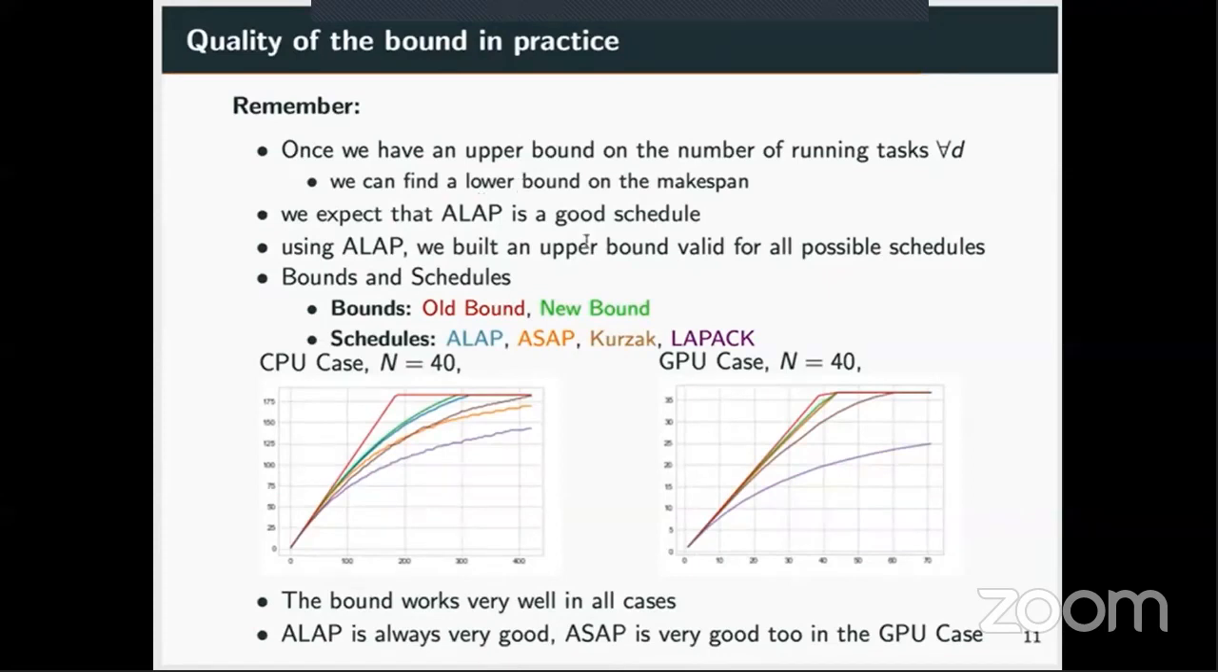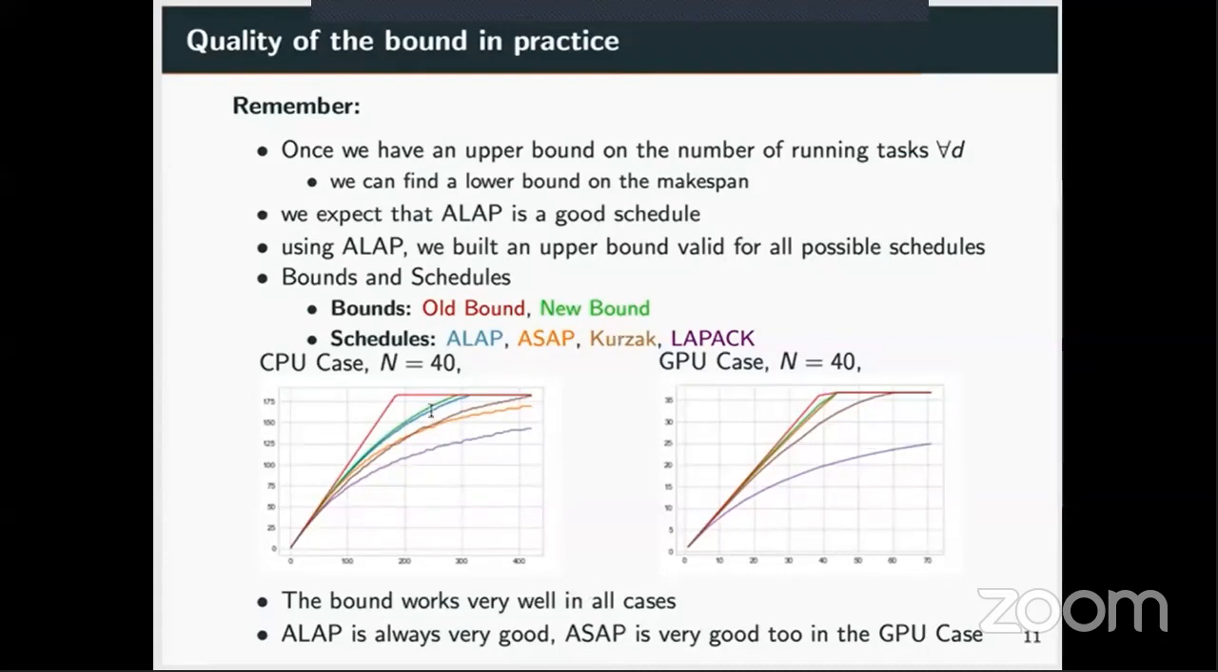So we wanted to prove that ALAP was a good scheduling strategy, and that using ALAP we could find an efficient bound on the number of tasks. So we compared these different bounds and schedules. In red and green you have the old bound based on the critical path and the overall work, and in green you have the new bound, and we compared different schedules. In blue ALAP, in yellow ASAP, and then some other schedules from the literature that are classical for Cholesky.